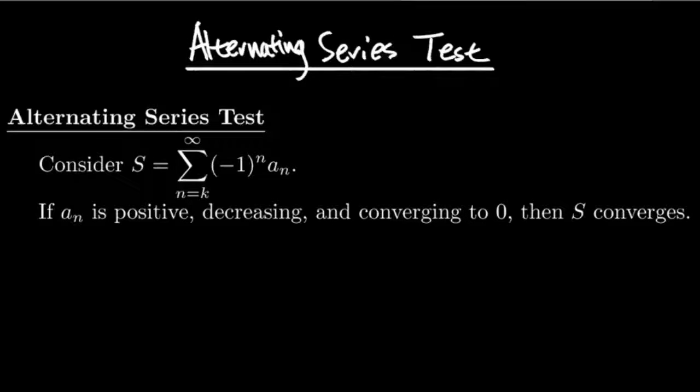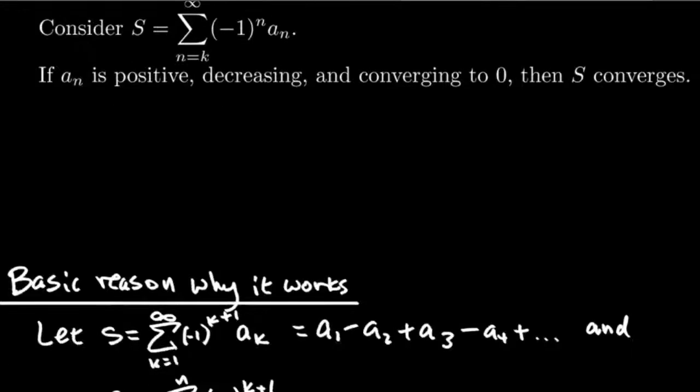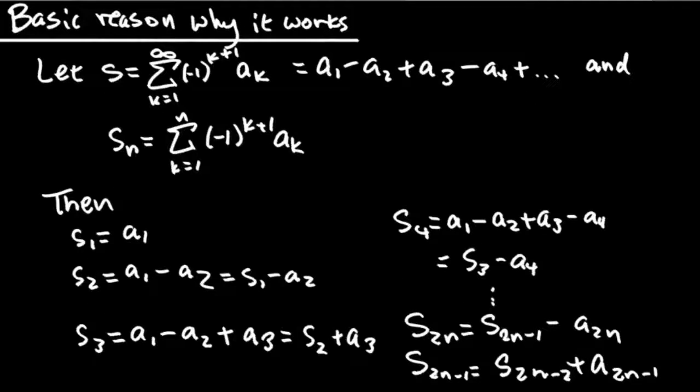Hello class, so in this video we will be talking about the second of a bunch of convergence tests called the alternating series test. So let's look at what it says. Let's just say S is this sum. If A sub n is positive, increasing, and converging to 0, then S converges. So let's check why this works.